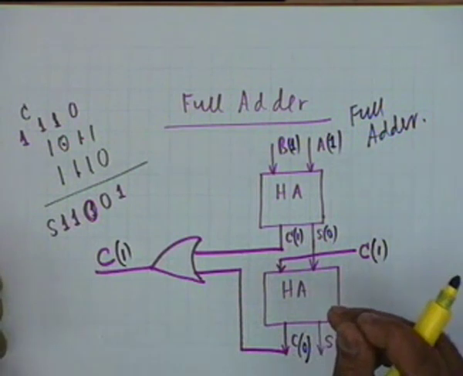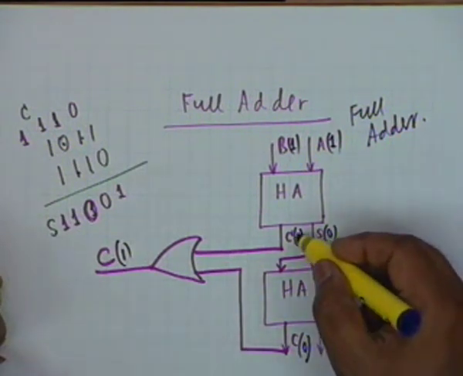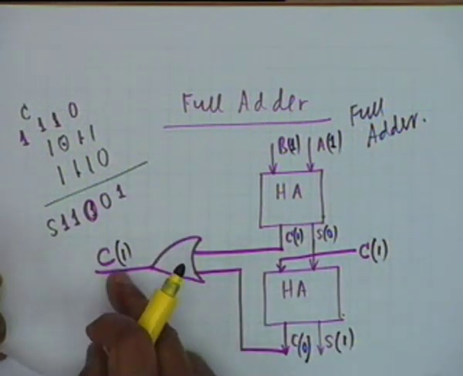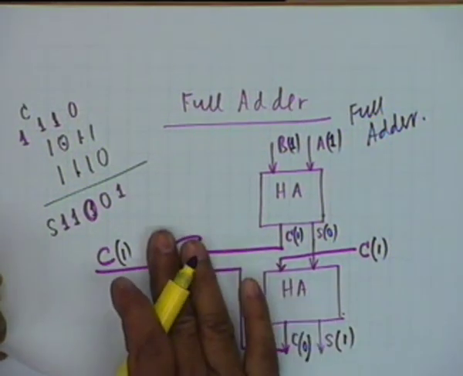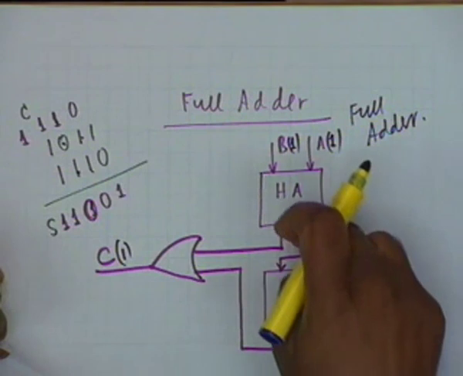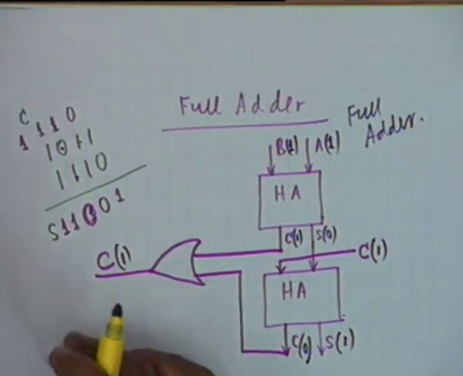Otherwise, you will get trivial things. But an OR operation is needed here, not AND. Suppose this carry was 1, and this carry was 1. Then if it was not OR but an AND, this carry would have been 0, because if this is 1 and 0, the AND will be 0. So you require an OR. You can show that this is the circuit.